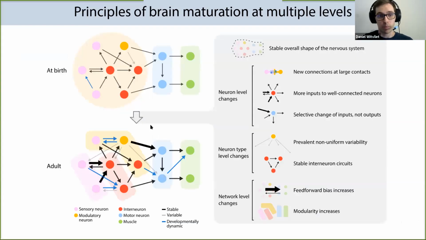So to sum up, we've uncovered principles of synaptic remodeling at multiple levels of the connectome. At one level, that applies to individual neurons in the brain, we observe patterns of synaptic remodeling that alter the number and strength of individual connections. And at a second level, we observed synaptic remodeling that differed between cell types. And at the third level, we observed network changes that altered the directionality of information flow and the segregation of information processing throughout the brain.